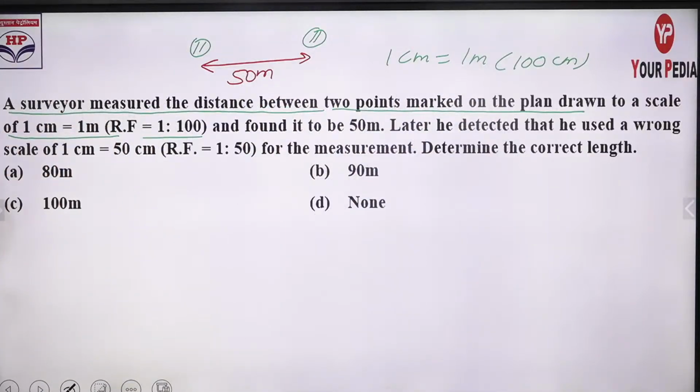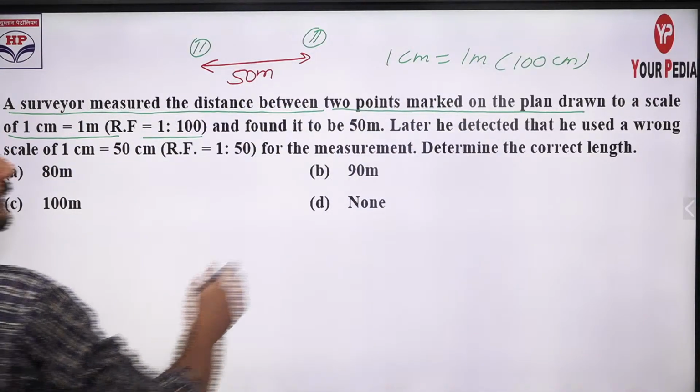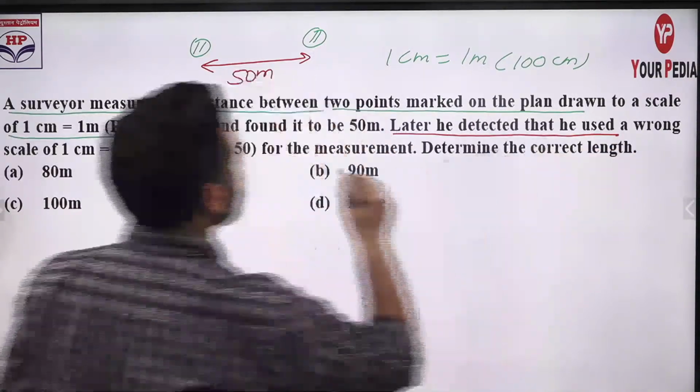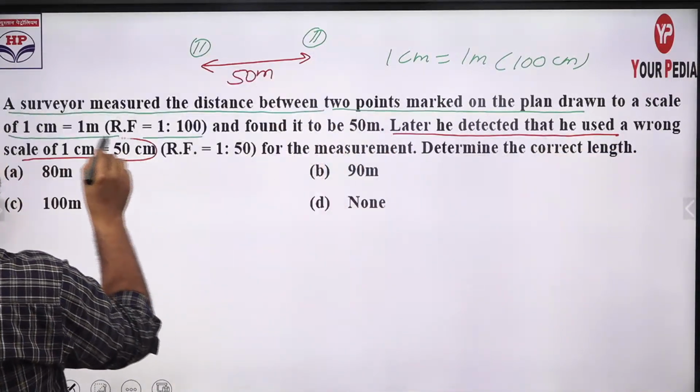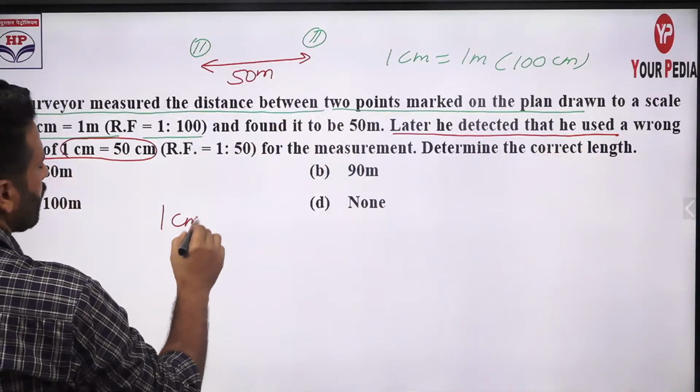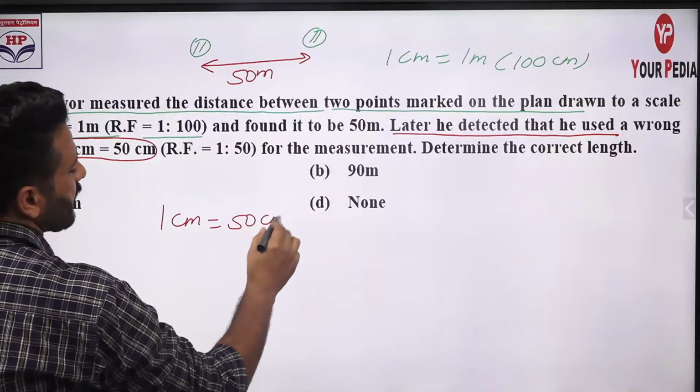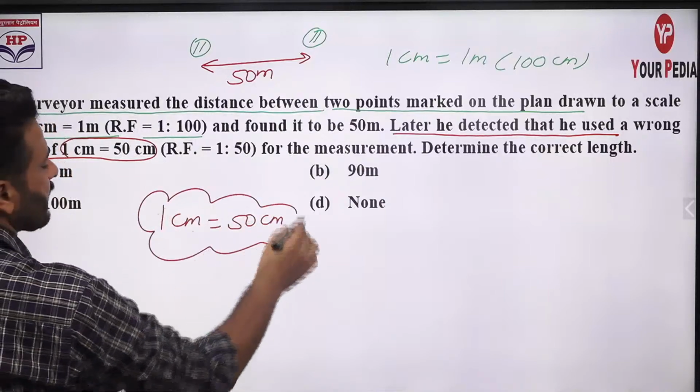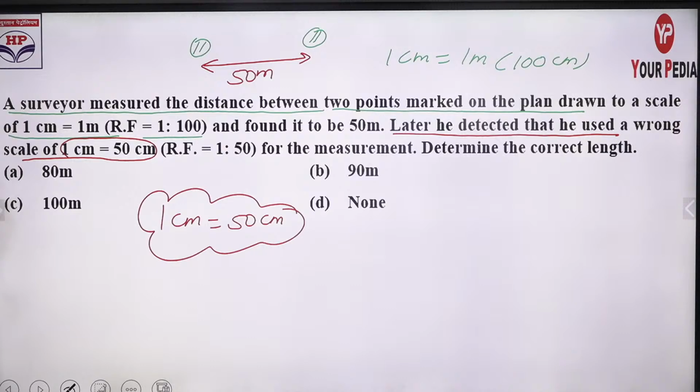Fine. So later he detected that he had used a wrong scale of 1 centimeter equal to 50 centimeter. By fault he used this scale, this is the wrong scale for the measurement. Determine the correct length. Now we have to tell what will be the correct length.